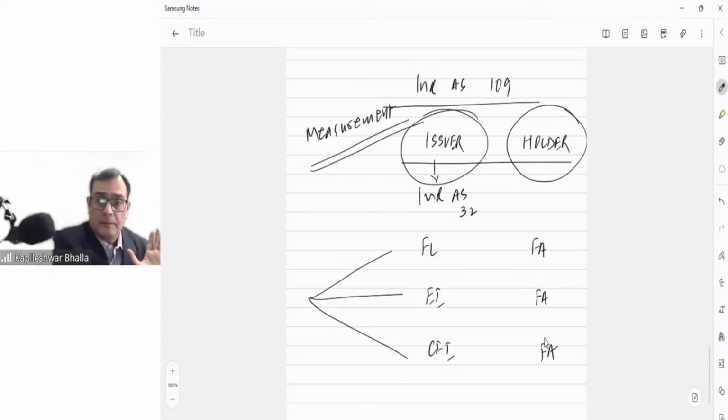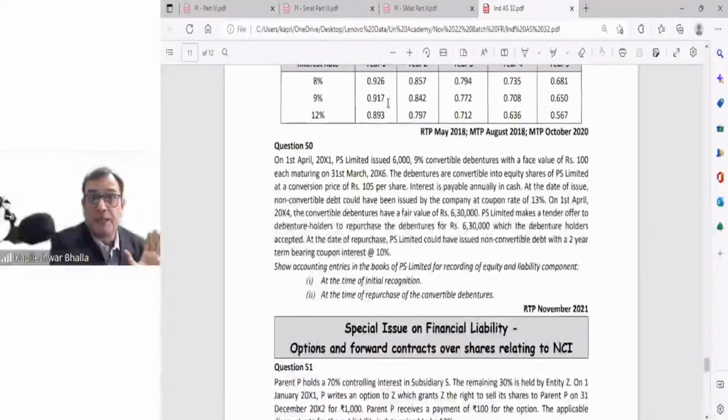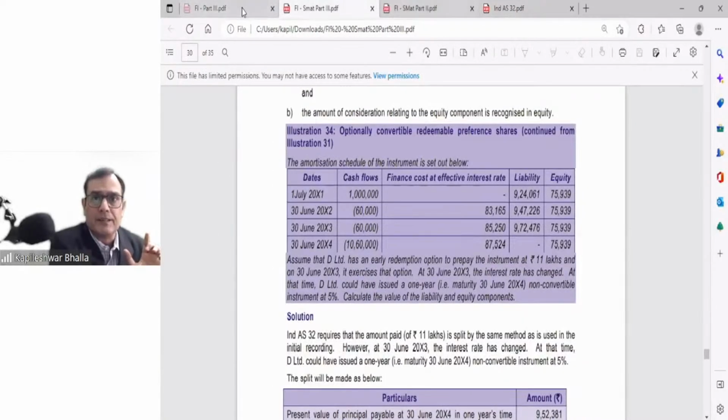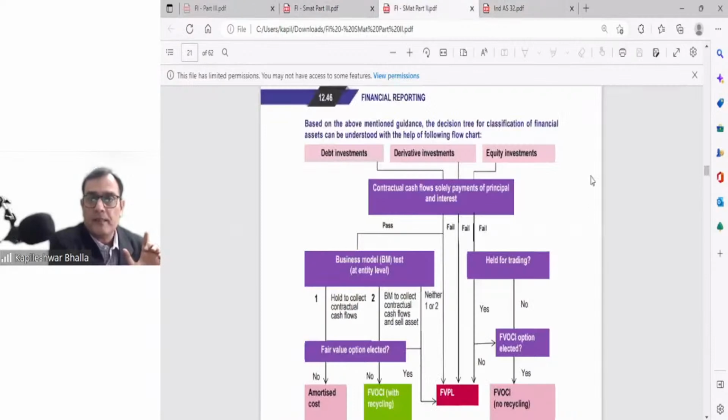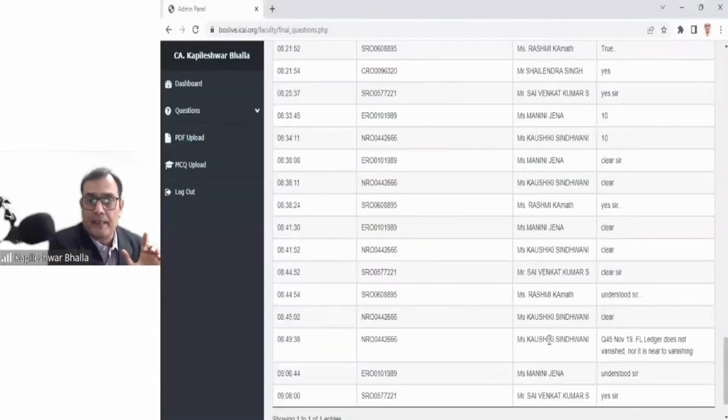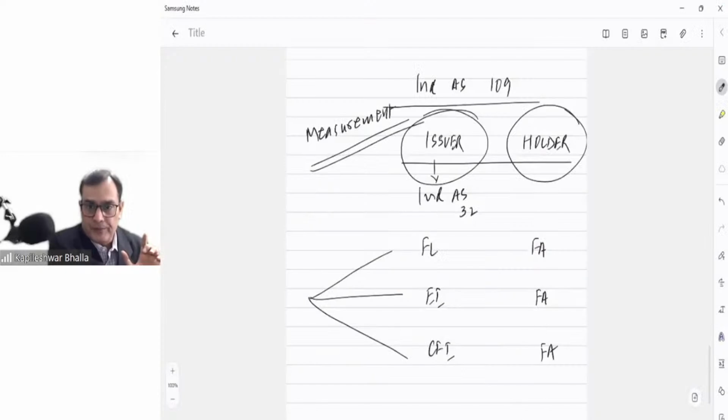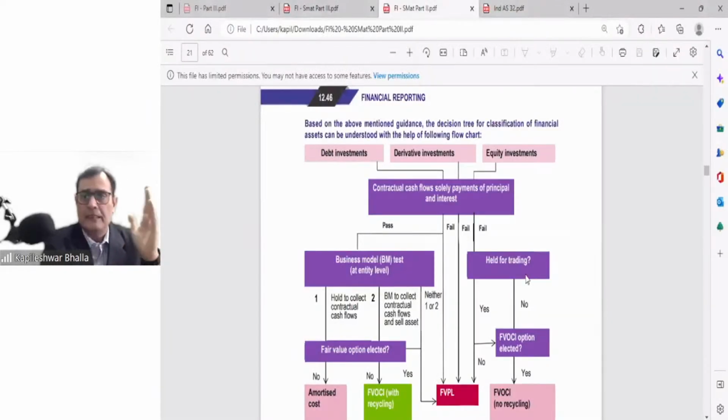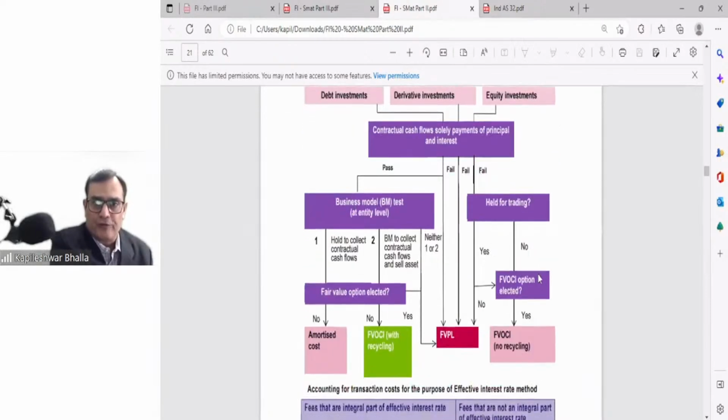Okay, now let me do one thing. Let me just now bring you to the study material. So I am now coming to the study material, and this is unit number 2. Let me illustrate this chart to you now. Just a second. This is a beautiful illustration, a beautiful decision tree, which is given in terms of elaborating the measurement of financial assets. It's a beautiful chart, and I will not be able to complete this entire chart today.